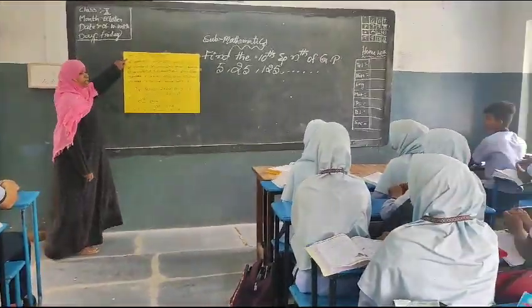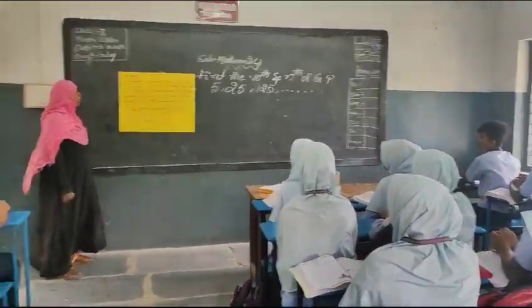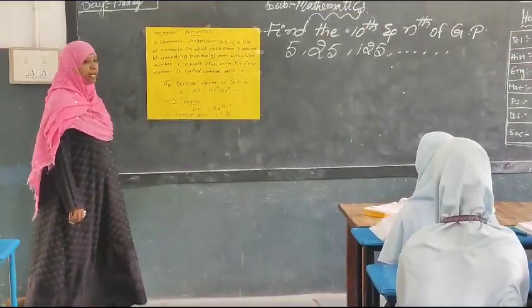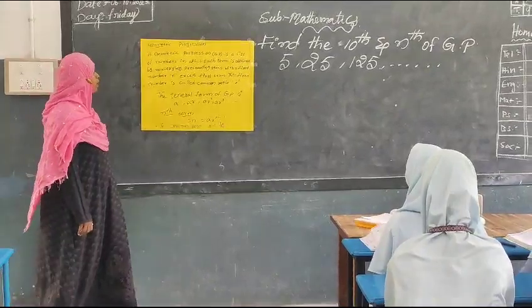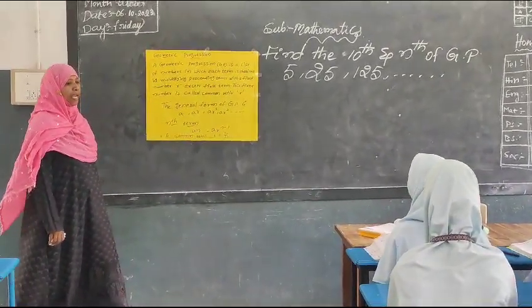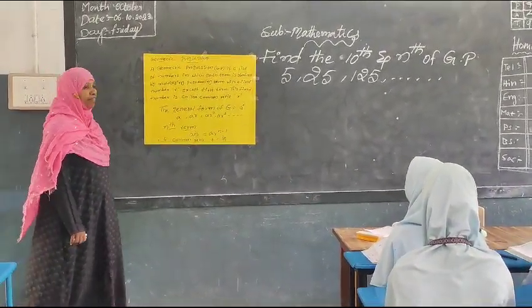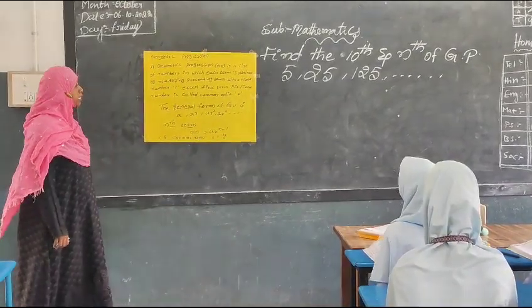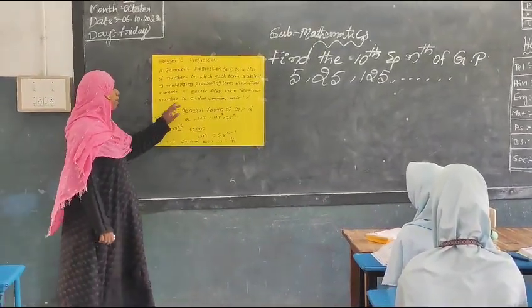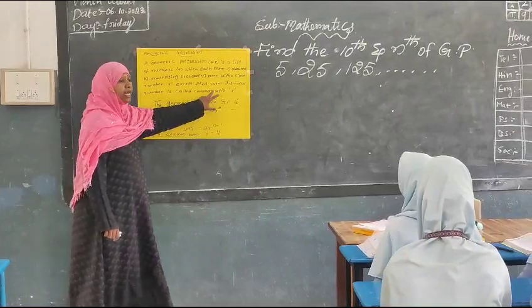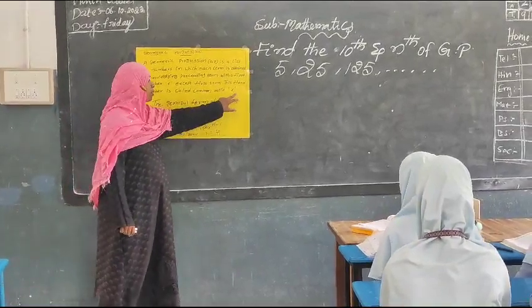Today's topic is geometric progression. A geometric progression is a list of numbers in which each term is obtained by multiplying the preceding term by a fixed number r, except for the first term. The fixed number is called the common ratio. Here r is the common ratio.